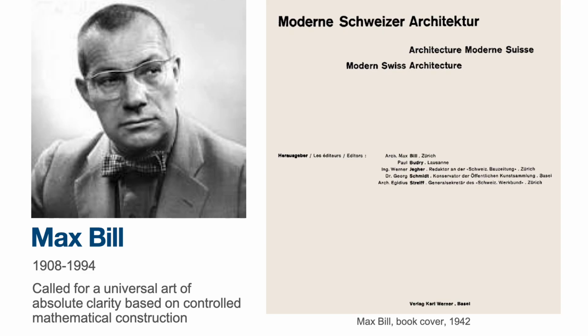Max Bill. If you notice, these guys don't look like designers, huh? They almost look like they're math professors. But Max Bill, who was born in 1908, used mathematical precision to achieve his design. He's widely considered the single most decisive influence on Swiss graphic design, beginning in the 1950s, with his theoretical writings and progressive work. He called for a universal art of absolute clarity based on controlled mathematical construction.